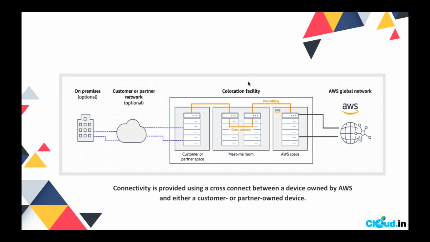So how the connectivity works here is that there is a cross connect that happens in between. There is a meet room, you can say, where the connectivity meets. The customer router as well as the Direct Connect router meet in this specific room, and a cross connection happens, which creates a new connectivity through which you can connect to your AWS environment. This connectivity is happening inside a Direct Connect location.